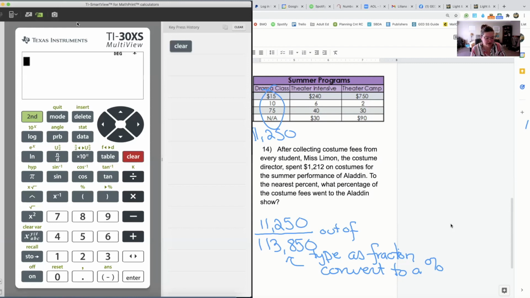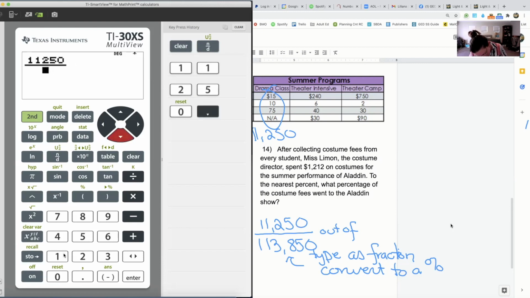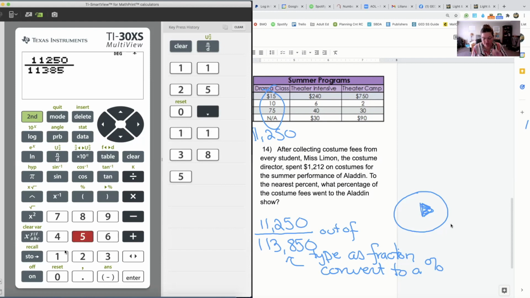How I'll do that is I'll hit the N over D button. That's for fractions. I'll type 11,250 on the top, and 113,850 on the bottom. And then I'm going to press the right arrow. The big gray button up at the top right has a little right arrow to get out of the fraction. I want to be out of it before I do the convert to percent button.